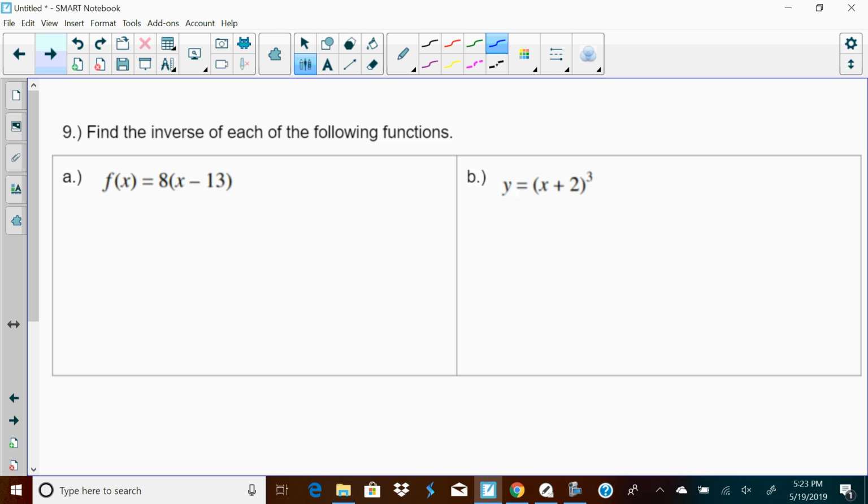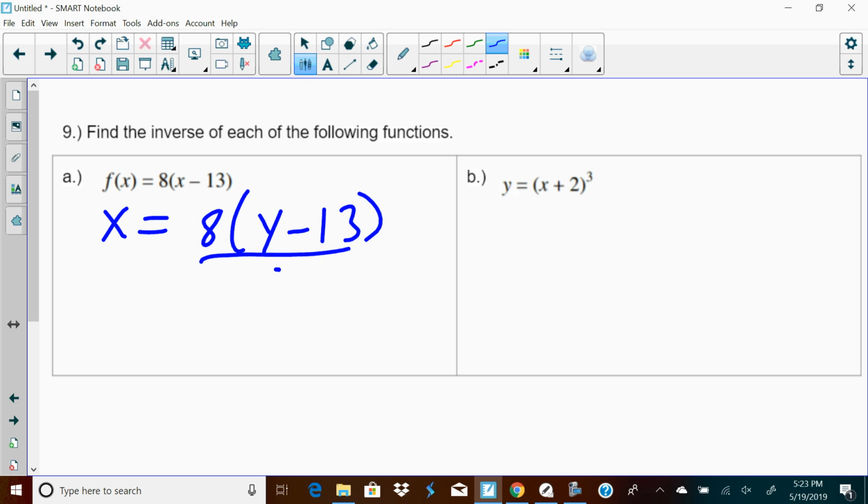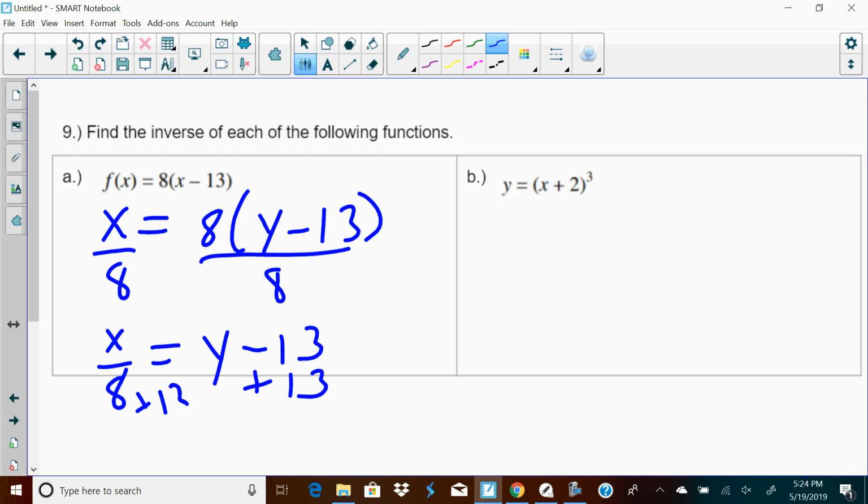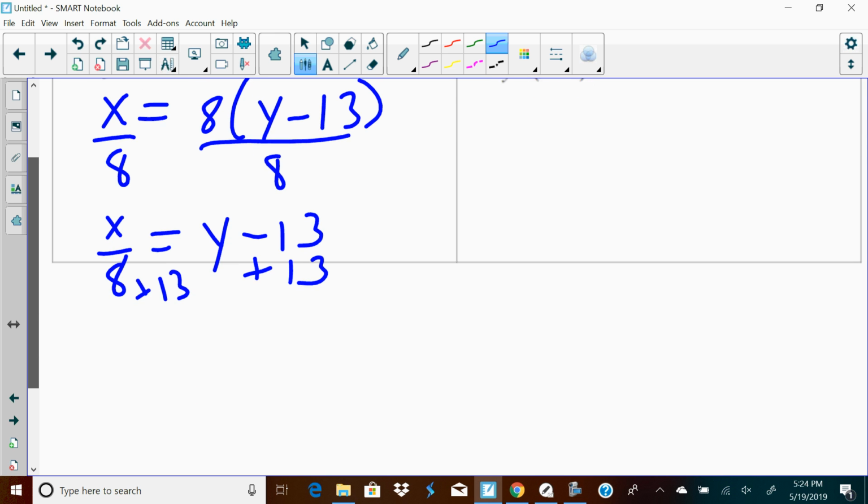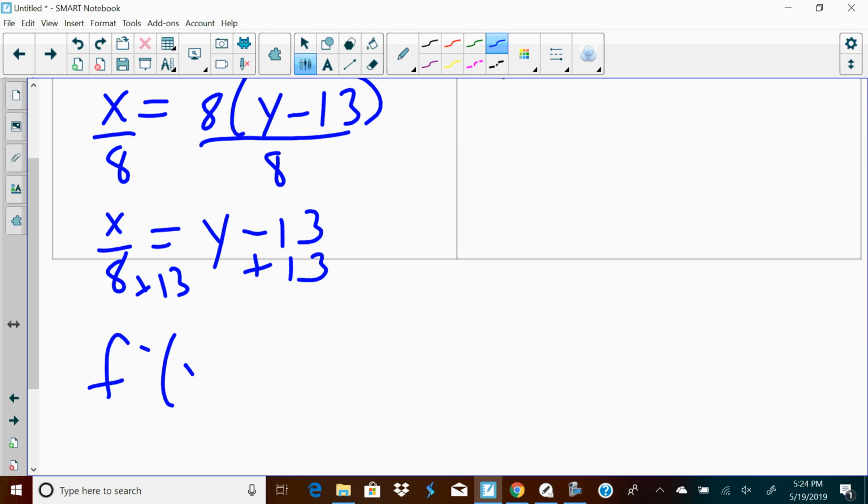Problem 9, find the inverse of each. So I switch x and y, so this becomes x equals 8 times y minus 13. So the first thing I'm going to do is divide by 8. So I get x over 8 equals y minus 13. Add 13. So my inverse, or f to the negative 1 of x, equals x over 8 plus 13.